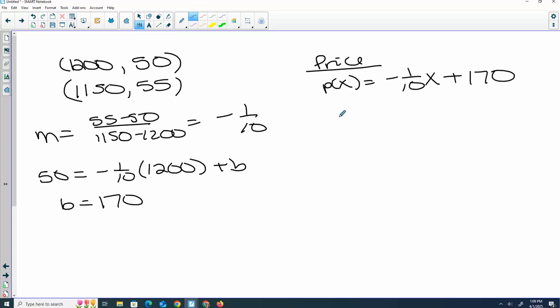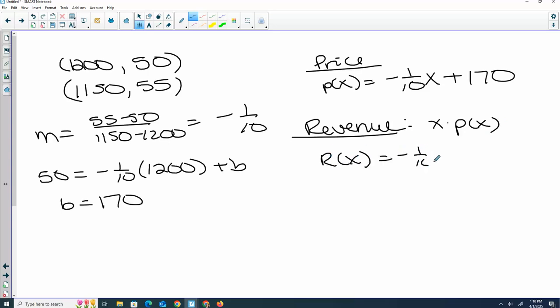You're welcome. We want to maximize revenue. So how do we get revenue? Multiply the price times x. So revenue is negative 1/10 x squared plus 170x. If you want to maximize or minimize, you do the derivative.